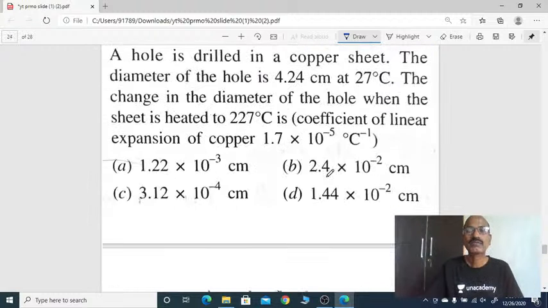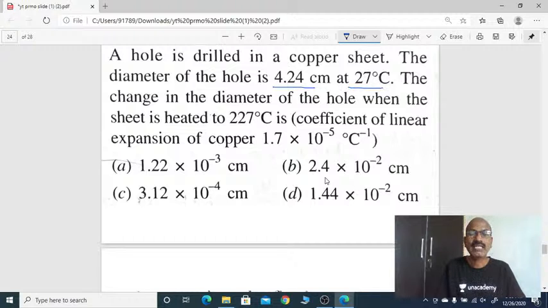A hole is drilled in a copper sheet. The diameter of the hole and the temperature are given. Find the change in diameter of the hole when the sheet is heated to 227 degrees Celsius. The coefficient of linear expansion alpha is given. We know that whenever the copper sheet is heated, the diameter of its hole also increases in the same manner in which the length of a rod increases. So, option D.